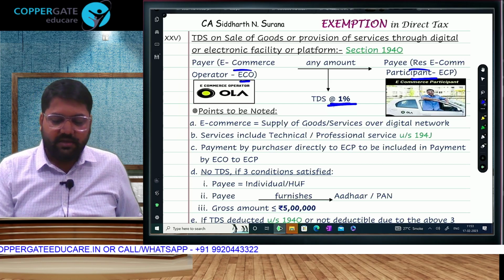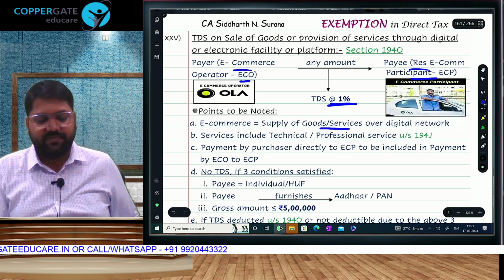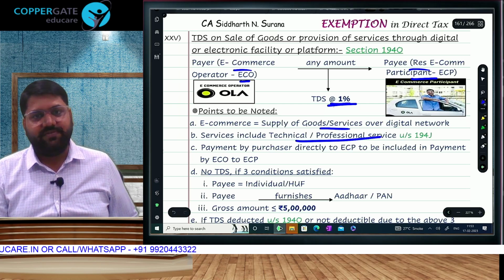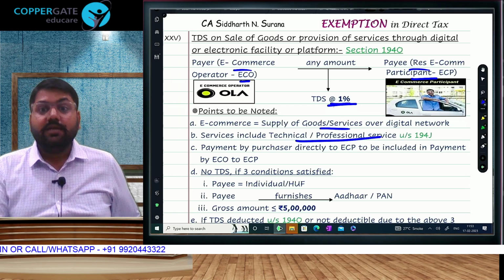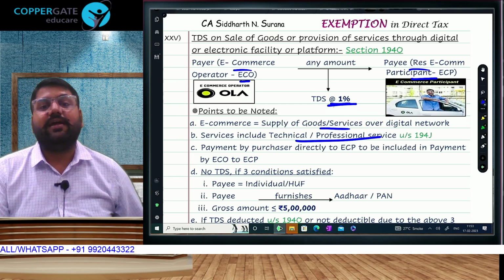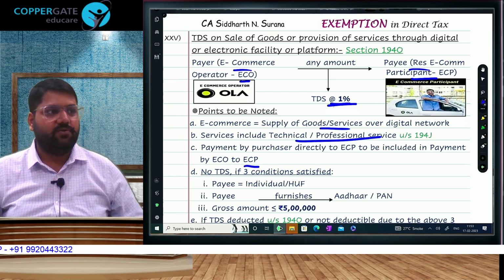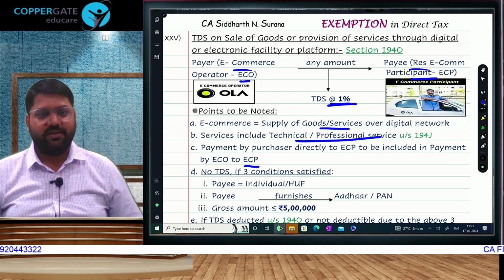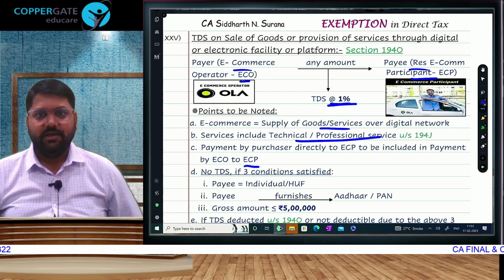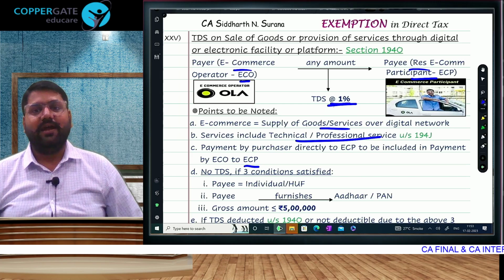What is e-commerce? Supply of goods or service over a digital network. This will include professional fees and all which are covered in 194J. Sometimes it is possible that customers make payment directly to the e-commerce participant, like when we travel in Ola. If we don't pay by Ola money, we will pay cash to the driver. Is that possible? So that payment will also be included as payment.